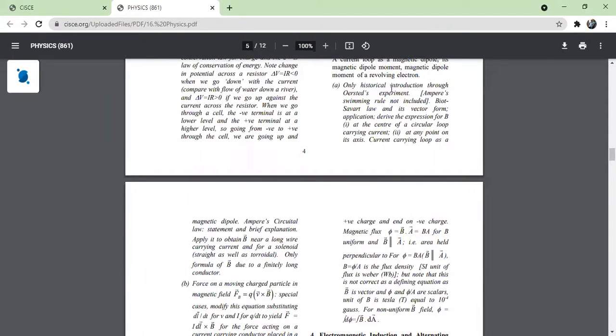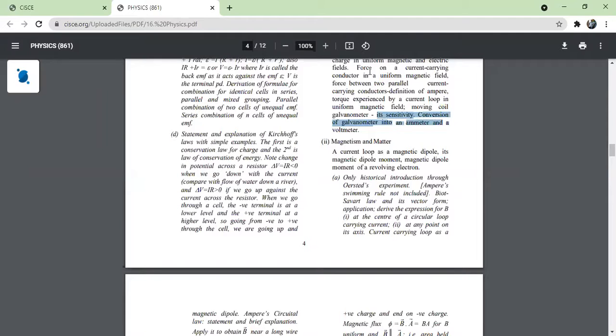Only this topic is left here: magnetic dipole moment of a revolving electron. Only the historical introduction through Oersted experiment. You wait for a minute.